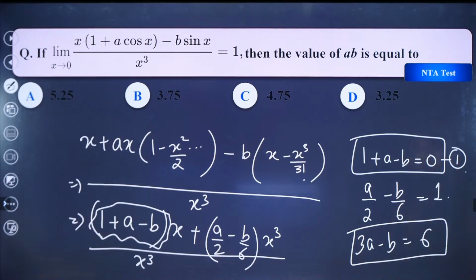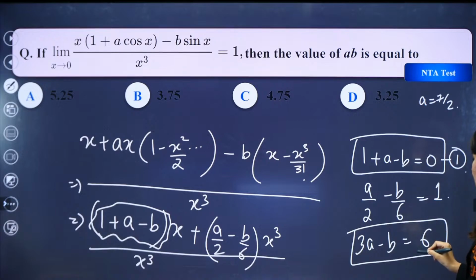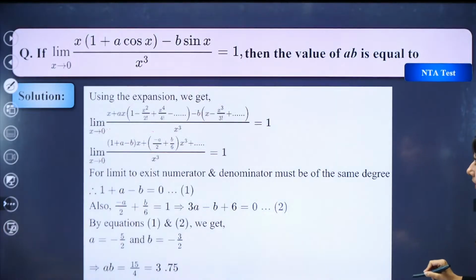The moment you solve these two, you will get your answer. So this minus this will make sense. 3a minus a, 2a, is equal to 7. 2a is equal to 7. A is 7 by 2. If a is 7 by 2, then 7 3s are 21. Let me just get back to the answer. A is minus 5 by 2. B is minus 3 by 2.